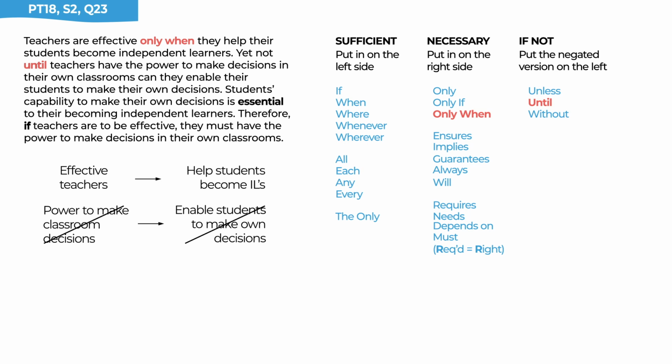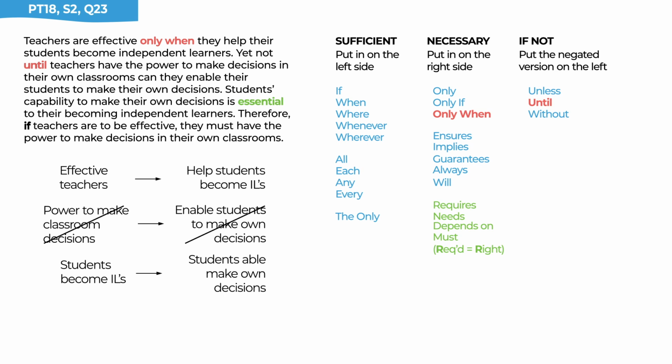The third sentence gives us the word essential, which is a synonym for necessity. So I would ask myself, all right, what's the required thing in this sentence? If you're telling me that students' capability to make their own decisions is essential, it's required, then I know that idea goes on the right side of the arrow. So I need students are capable of making their own decisions on the right side. Becoming an independent learner then takes the left side.